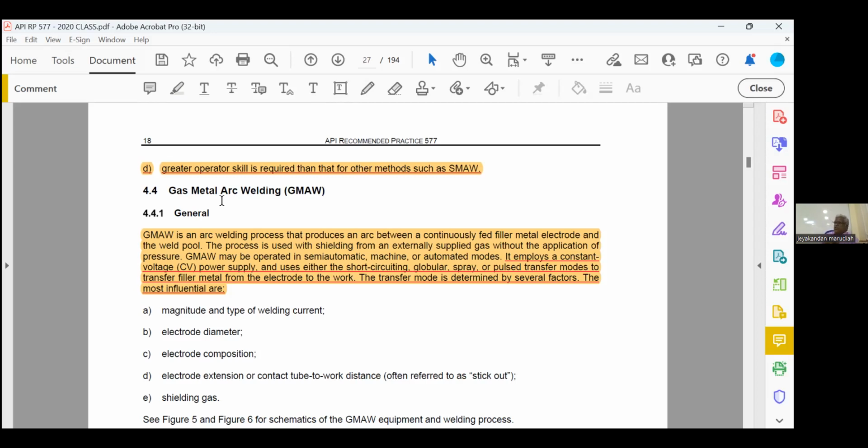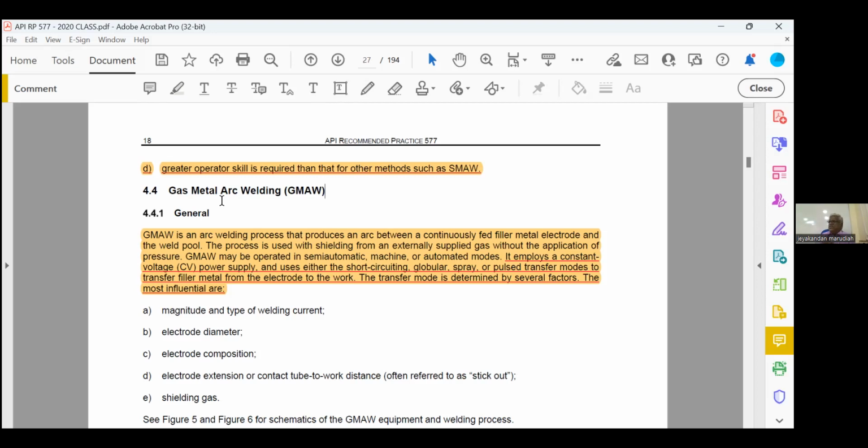Now, what is meant by globular transfer? The molten metal will have a globe shape, round shape, bigger than the electrode diameter. Globular transfer has the highest deposition rate, but it is the least desirable. It is not preferred because it will create a lot of spatter and the weld appearance will be very bad. Even though it has a high deposition rate, generally it is not preferred.